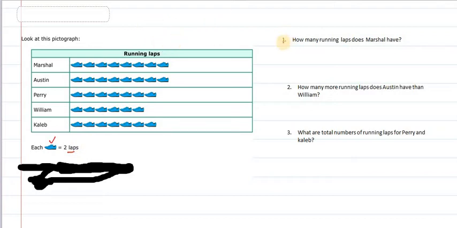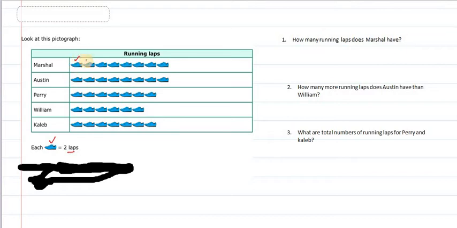Here I have a second question on the side of the screen. How many running laps does Marshall have? To count the running laps for Marshall, I will see how many pictures are in the row of Marshall.